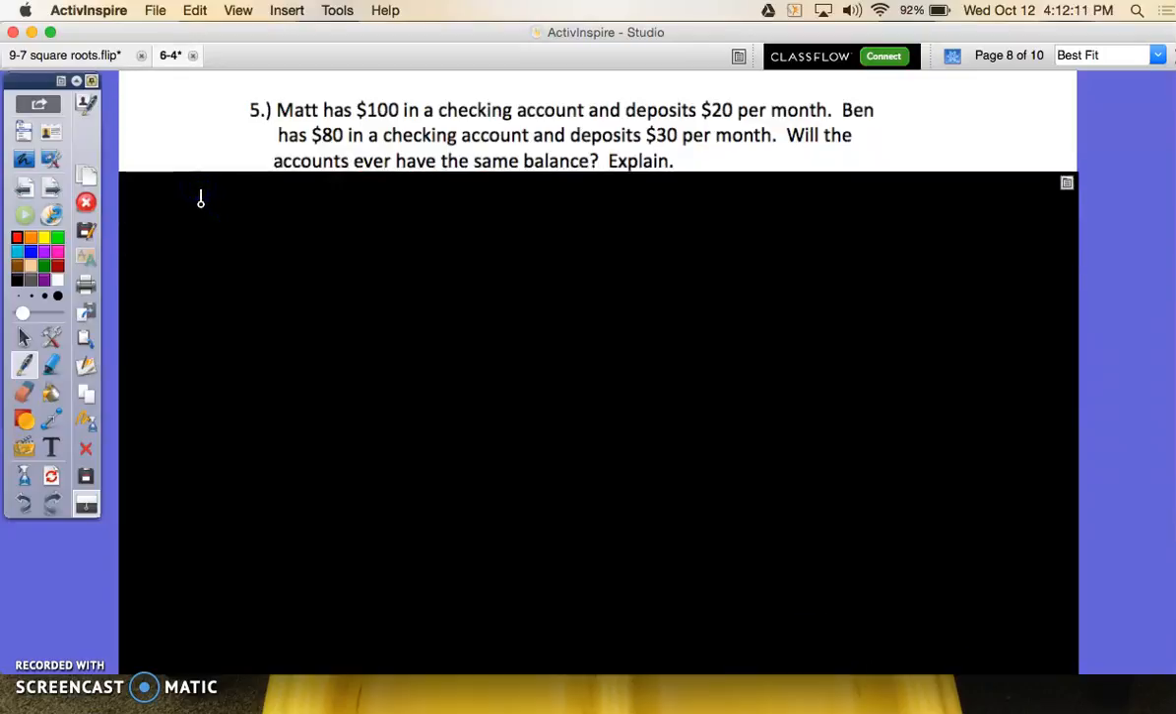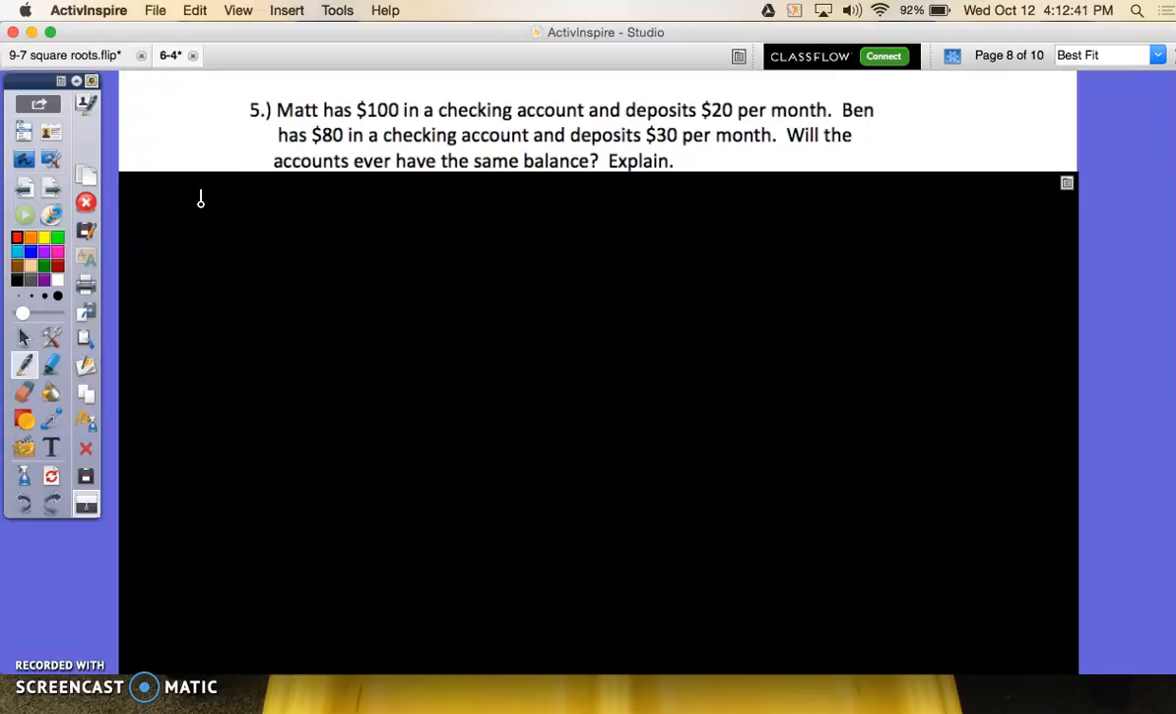Now, here's a word problem. Matt has $100 in a checking account and deposits $20 per month. Ben has $80 in a checking account and deposits $30 per month. Will the accounts ever have the same balance? And then explain. Well, here's the good news. Anytime you have different slopes and different y-intercepts, your graphs are going to intersect somewhere. If they have the same y-intercepts, that's where they are going to intersect. And that would be your solution.